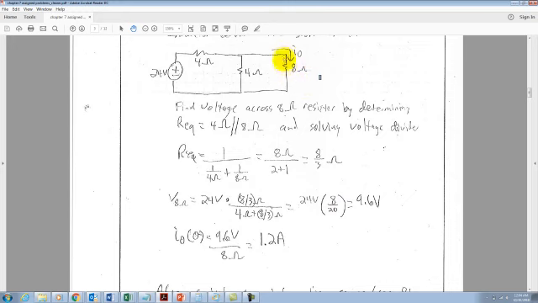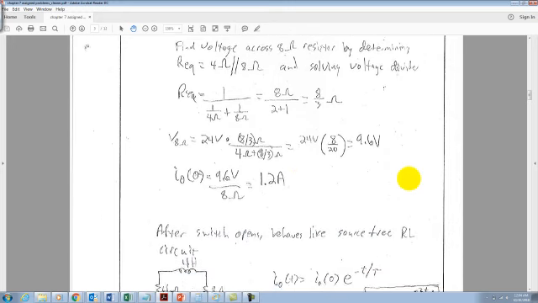And so now to figure out the initial current through this 8 ohm resistor, we take our 9.6 volts that are across it to begin with, divide it by 8 ohms, and we just get an initial current of 1.2 amps. We also know that is the current flowing through an inductor, so even though we determined i₀(0⁻), that will also be i₀(0⁺). So that is our initial current through the inductor.